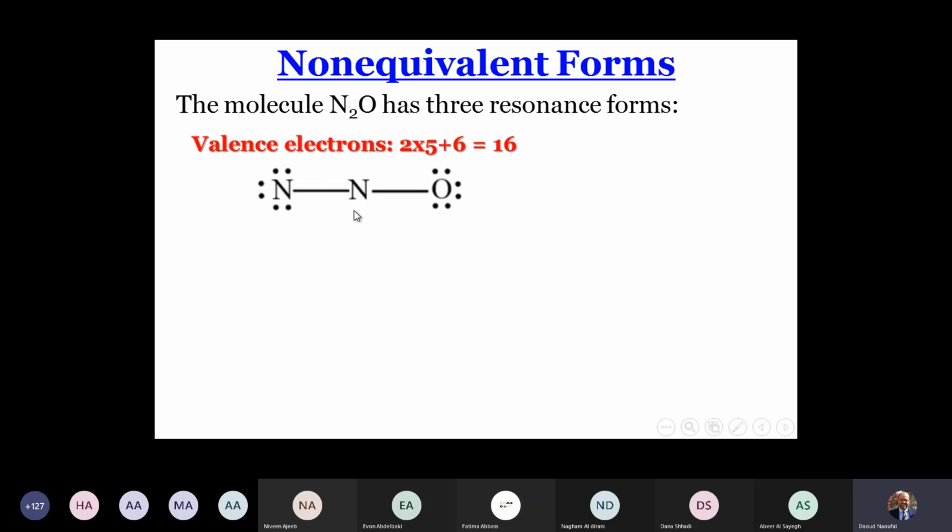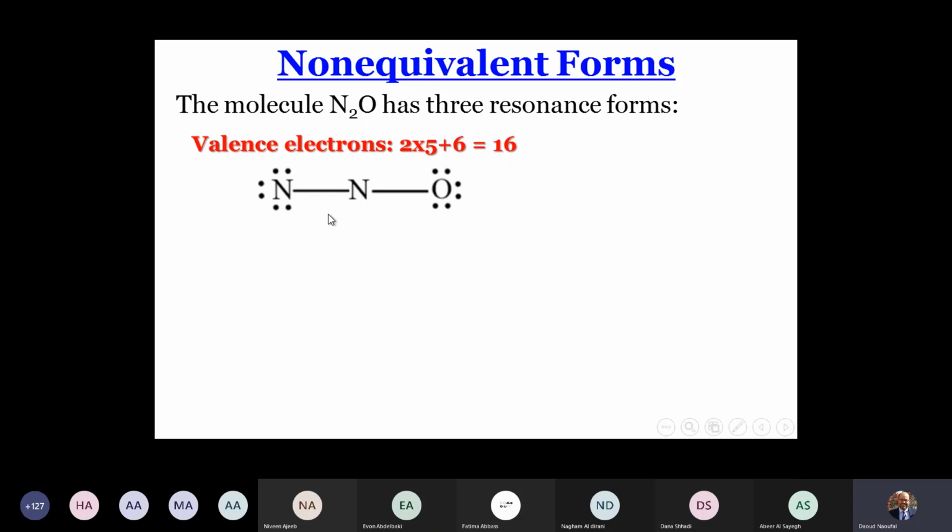But if we look at the central atom, we observe that the nitrogen has only 4 electrons around. And nitrogen is not an exception. Pay attention, the exceptions are hydrogen, with 2 valence electrons, beryllium, aluminum, and boron. So nitrogen is not an exception. It needs 4 more electrons to have orbitals completely filled.